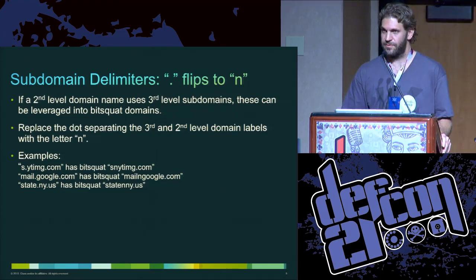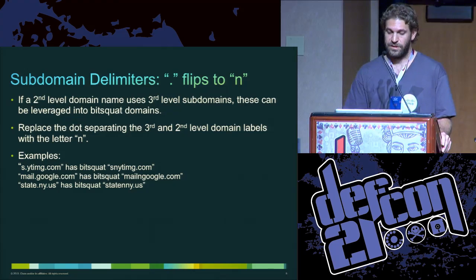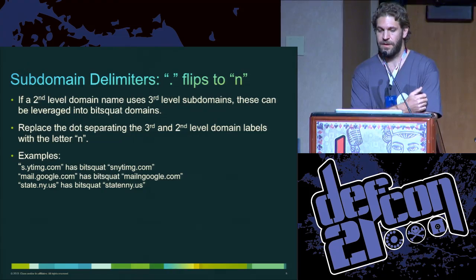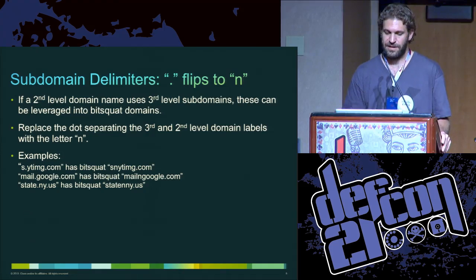So one of the best examples that we registered was the ytimg.com. They use this content delivery network in a lot of their web pages to serve content. And what we did was replace the dot that separates the third level subdomain name from the second level, and then registered the entire thing. So we've registered snytimg.com.